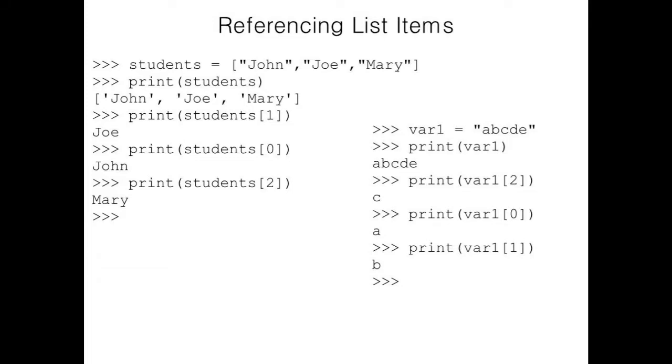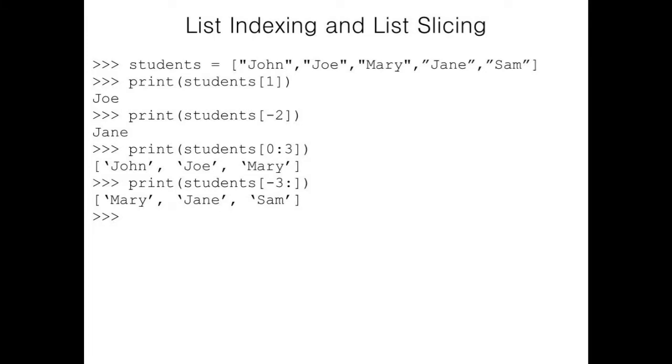On the right hand side, you have an example in character string. So you have a variable declared as a character string with A, B, C, D, E. So similarly, you can print out the entire character string. You can reference one particular character within a character string by using a square bracket. You can also perform list indexing and list slicing as if you were doing the same thing to a string, just like what we learned last week.